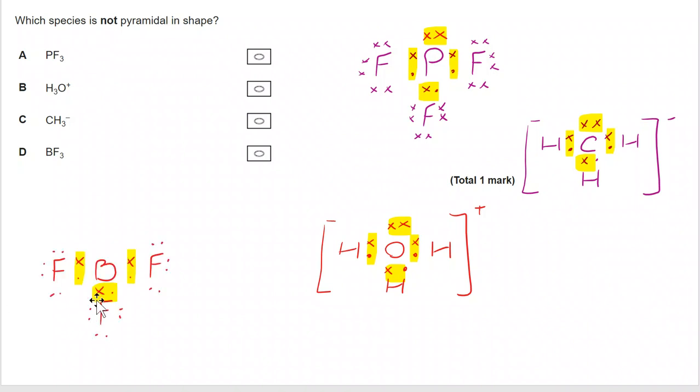Boron is in group 3, so it has 3 electrons in its outer shell. 1 goes into a bond with each fluorine. There are no lone pairs, there are 3 bonding pairs, so that means the shape is trigonal planar with a bond angle of 120 degrees. The correct answer is D.